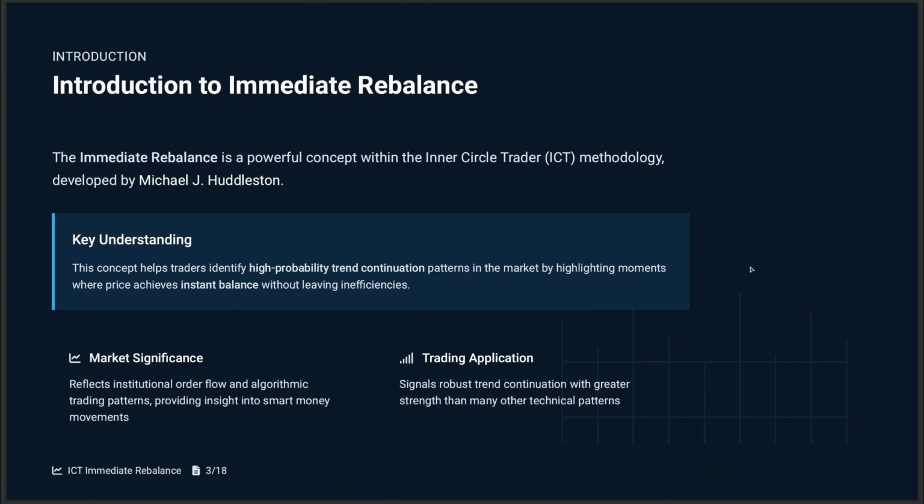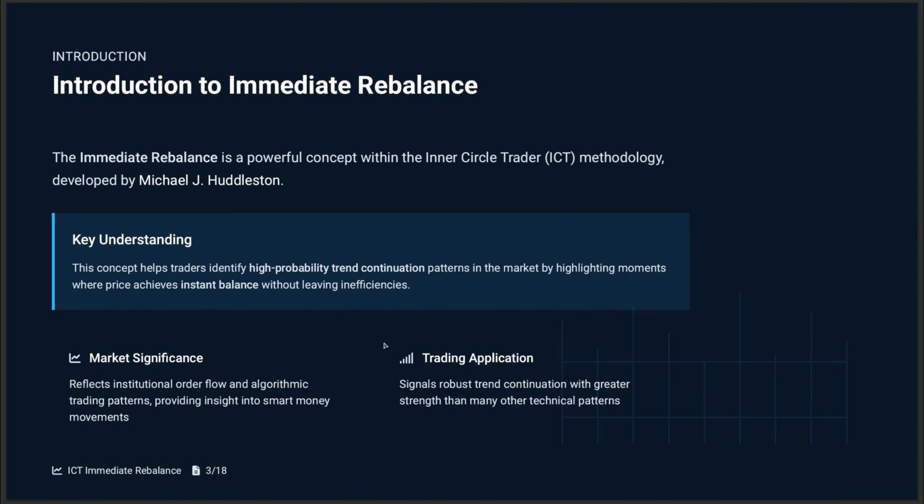All right, so some of you are wondering what this concept is good for. This concept helps traders identify high probability trend continuation patterns in the market by highlighting moments where price achieves instant balance without leaving inefficiencies or fair value gaps, right? So what is the market significance of this? This reflects institutional order flow and algorithmic trading patterns, providing insight into smart money movements. Also, the trading application is this signals robust trend continuation with greater strength than many other technical patterns.